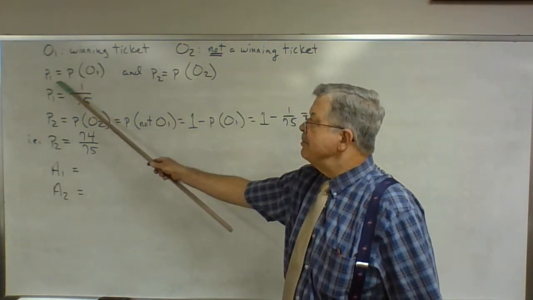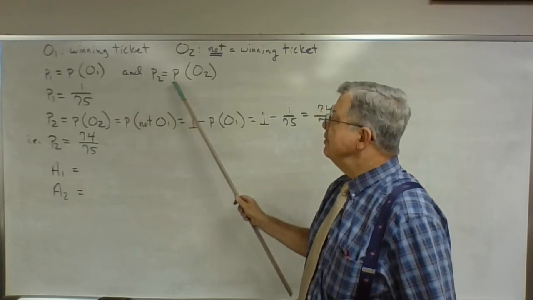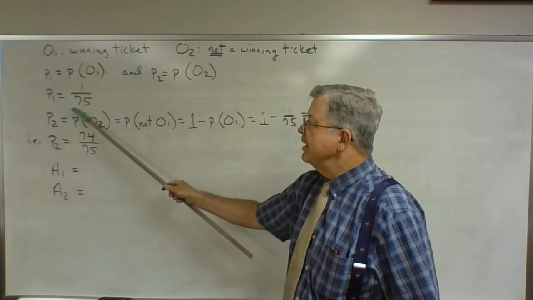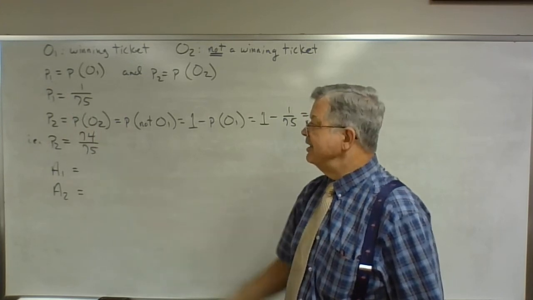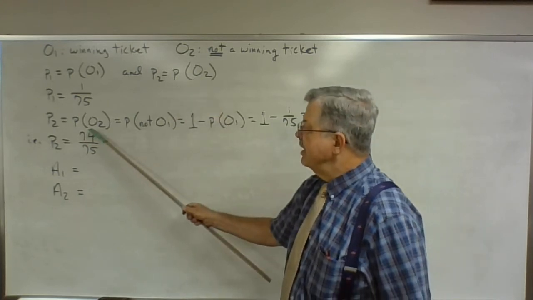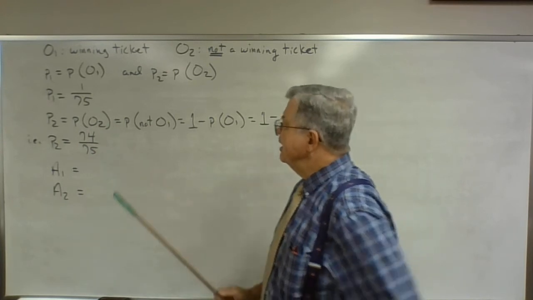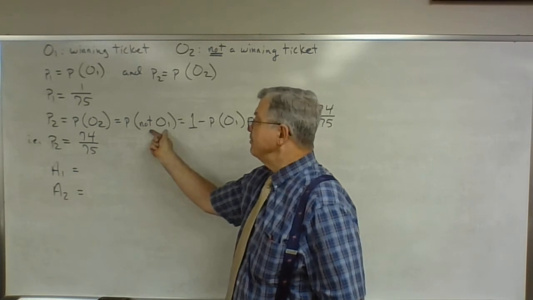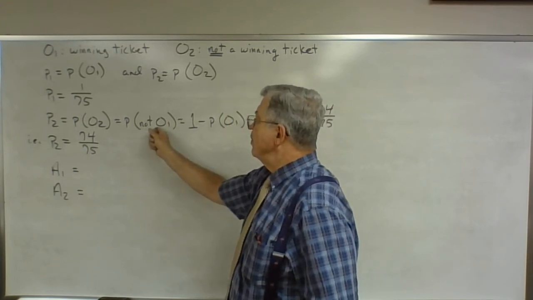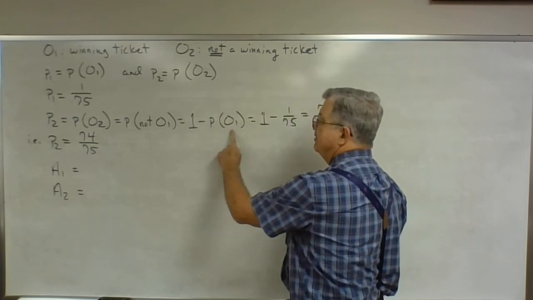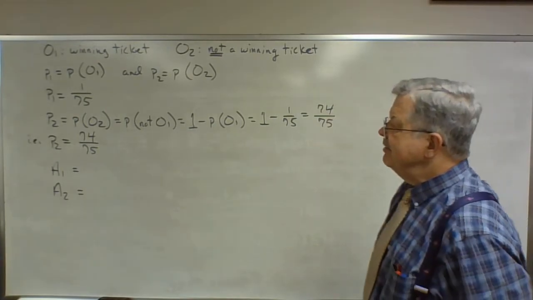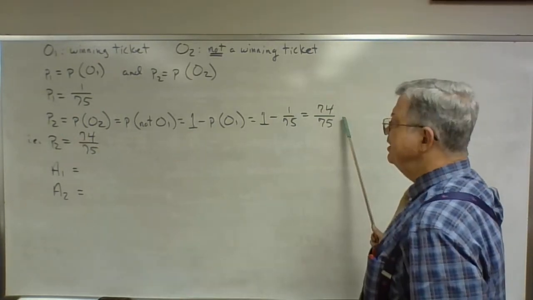P1 is the probability that O1 occurs. P2 is the probability that O2 occurs. In other words, P1 is the probability that we have a winning ticket, and we computed that experimentally to be 1 over 75. P2 is the probability that we don't get a winning ticket, which is the same as the probability that O1 doesn't happen. And the probability that O1 doesn't happen is 1 minus the probability that O1 does happen, which is 1 minus 1 over 75. So the probability of O2 happening is 74 over 75.